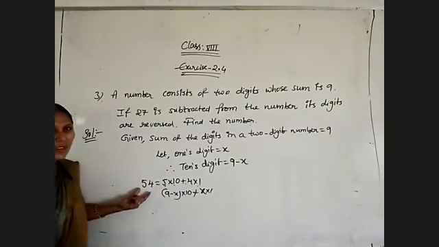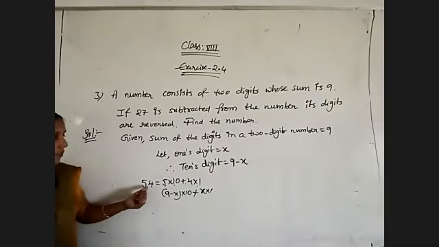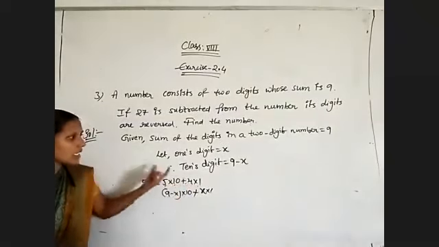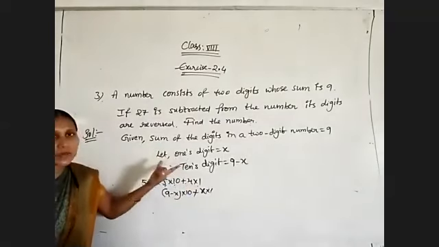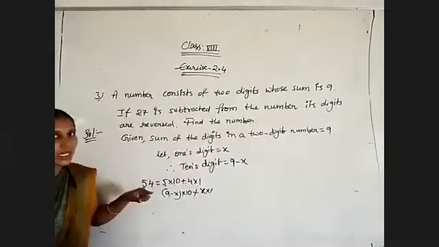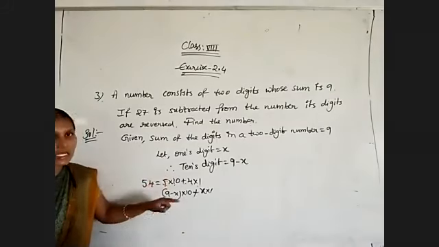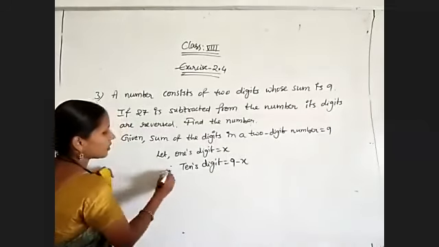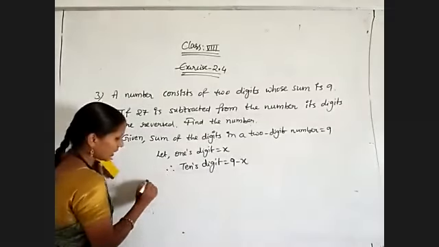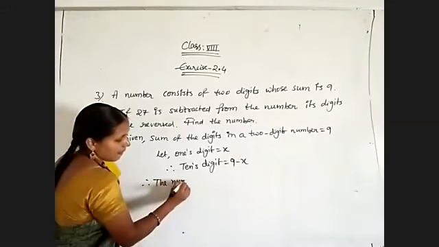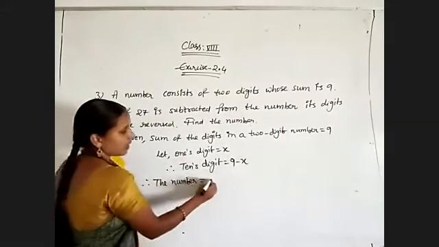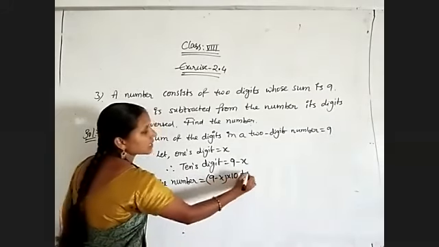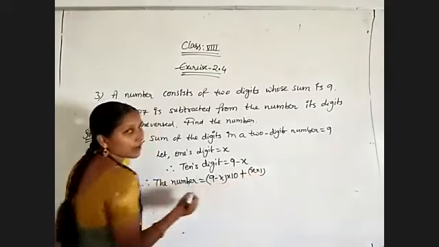How are we writing 54? 5 is in the tens place, so 5 into 10. 4 is in the units place, so 4 into 1. So in this case, the digit x we have means x into 1 in the unit place, and the tens digit is 9 minus x, so 9 minus x into 10. That is the expanded form of the 2-digit number. So now what I am writing: therefore the number is equal to 9 minus x in the tens place, so 9 minus x into 10, plus x into 1.